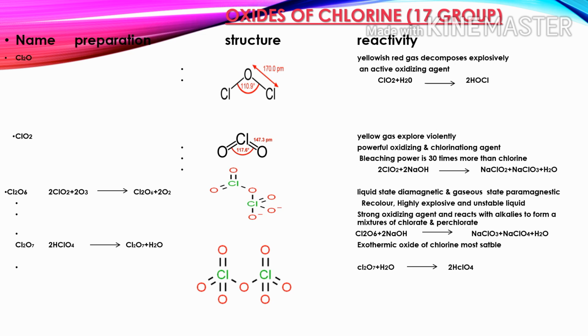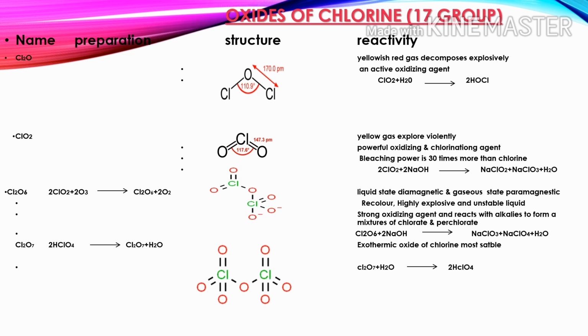The stability of dichlorine heptaoxide is high, the most stable. It is an endothermic oxide of chlorine. When it is reacted with water, it gives perchloric acid. See the structure of dichlorine heptaoxide. In this, two ClO3 units are there. Each chlorine is tetrahedrally linked to four oxygen atoms.